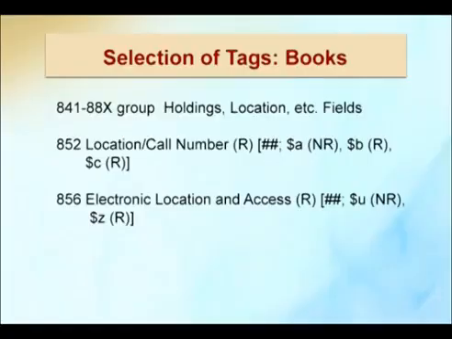Now from the 8XX group we can have two important tags. One is called 852, that is the location and call number. In case you are maintaining a union catalog, this field is very important. Another important field is 856, electronic location and access, because nowadays most of the books are available with a companion website and some kind of related data which are available on the web. So the 856 tag you can use to link your local library material with the globally available data set related to that particular book.